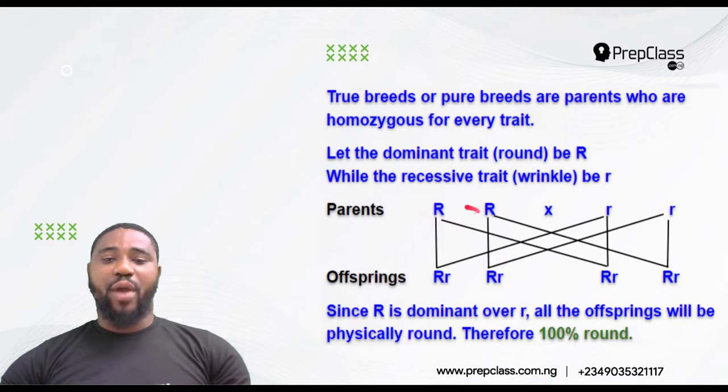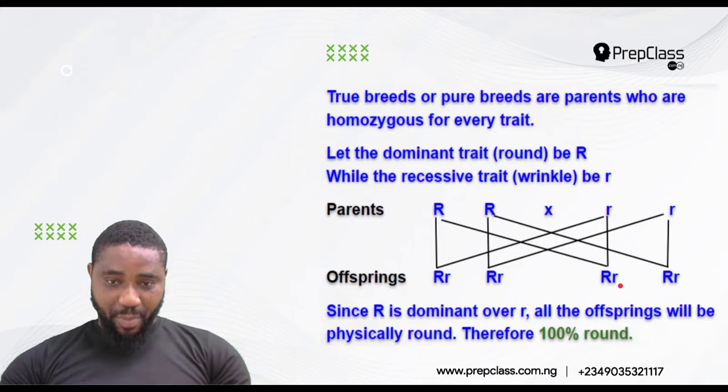So when these two cross with these two, you have big R, small r, big R, small r, big R, small r, big R, small r in all. So it's supposed to be this one crossing with this one to get big R, small r. This one crossing with the second one to get big R, small r. This arrow is supposed to go here. This one crossing with this one to get big R, small r.